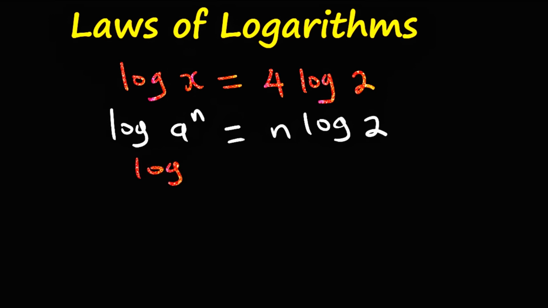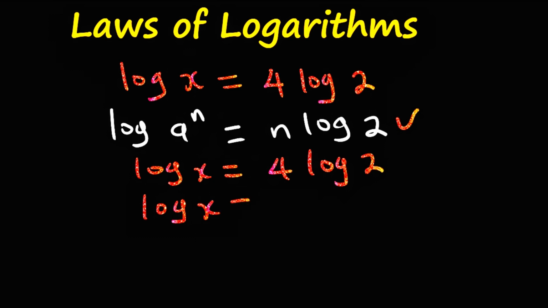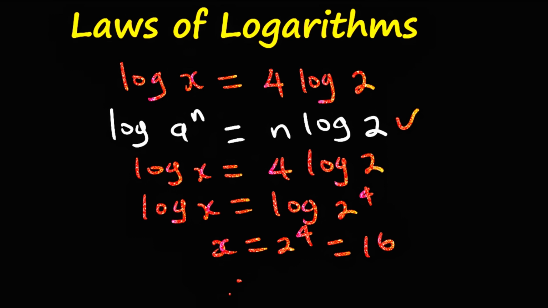So now let us see what we have. We have log of x is equal to 4 log of 2. So we can use this law and write 4 log 2 as log of 2 raised to the power 4. So I'm going to have log of x is the same as the log of 2 raised to the power 4. So the log of x is equal to the log of 2 raised to the power 4. It means x is equal to 2 raised to the power 4. But 2 raised to the power 4 is 16. So it means, therefore, that x is equal to 16.